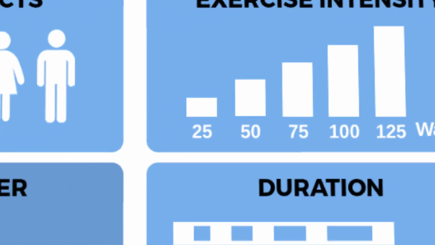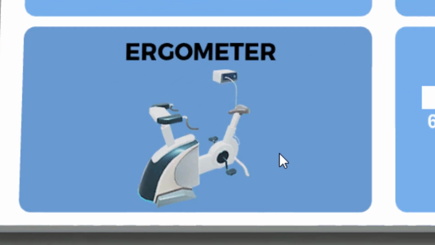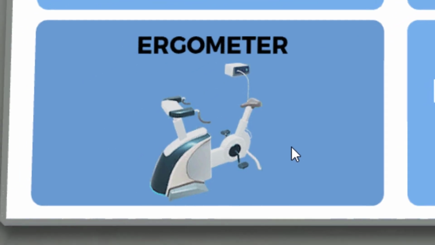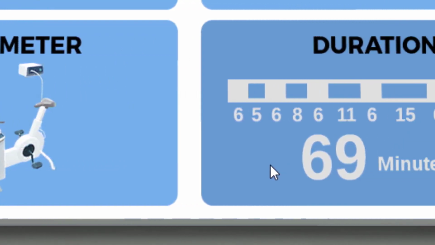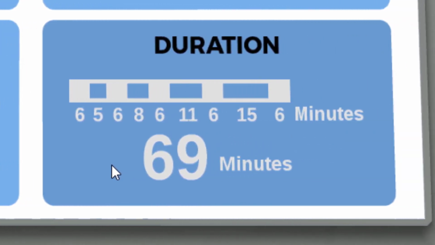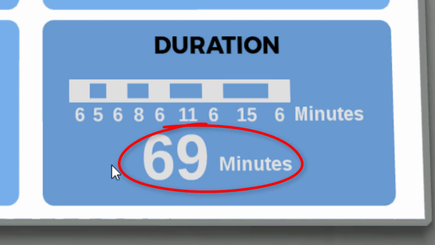Exercising individuals will use a cycle ergometer, which is a stationary bike that allows us to regulate the intensity of the exercise. Each exercise period will last for 6 minutes. It will be followed by a resting period of 5 minutes at the beginning and increasing up to 15 minutes at the end. The total duration of alternating exercise and rest periods per individual is 69 minutes.